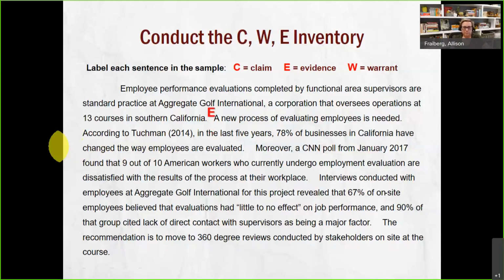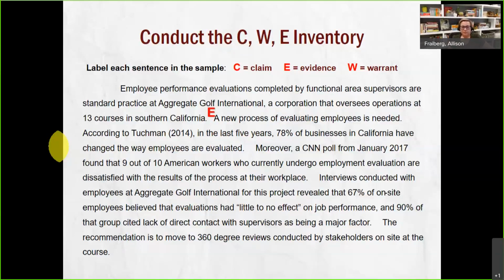This is evidence because it's just observable. This is what Aggregate Golf does. It's a corporation. It oversees operations at 13 courses. I can't agree or disagree with that. Whether they're effective or not at doing so, that's a whole different story. But right now, I'm just saying they oversee operations at 13 courses in Southern California. Yeah, that just is. Okay.